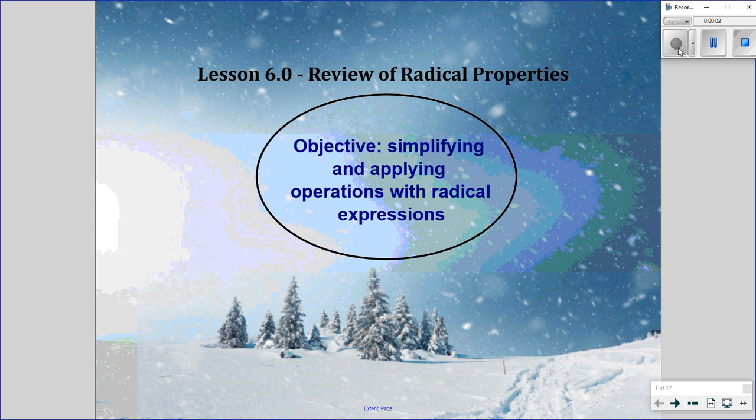Hi, welcome to our new unit. We're going to be starting Unit 6, which is right triangles and trig. But before we even go into that, we're going to do a little review of radical properties.